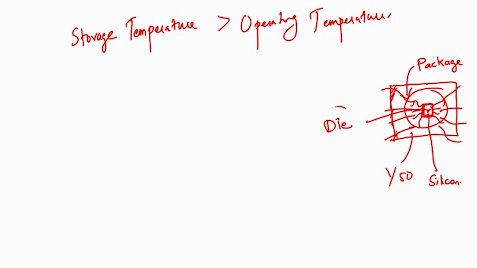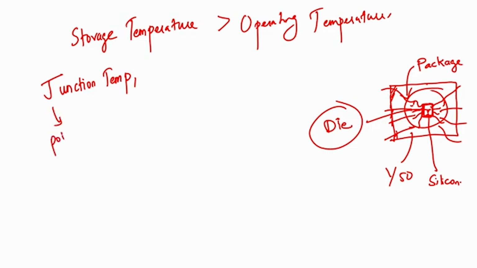And junction temperature is the temperature on the die when it is under full operation. So, there are 3 temperatures. If you open the data sheet of any IC, you can see these 3: junction temperature, operating temperature and storage temperature. Usually junction temperature will be the highest because that is the point of generation of heat, then operating temperature and storage temperature.